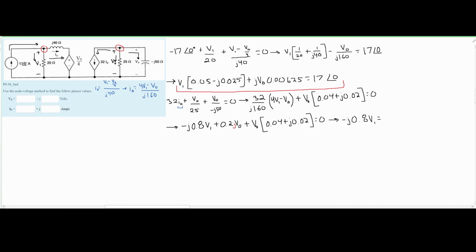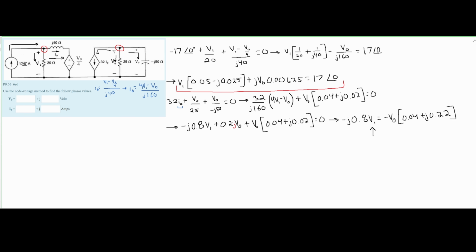But anyways, we're on the right track so far, so we can add our 0.2j to our 0.02j. And if we do this, we're going to get 0.22. Now we're going to move this to the right side. So we're going to have a negative V0, and then in here we have the constant 0.04 plus our j times 0.22. Now we have our V1 here, and if we get our V1 alone, we can plug it into our first equation here to solve for our V0.